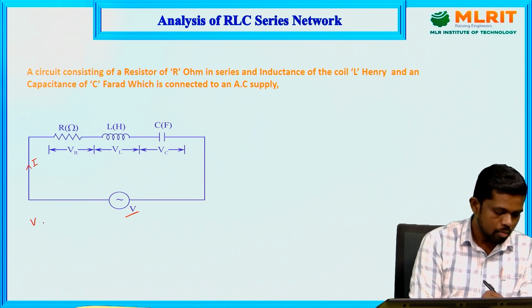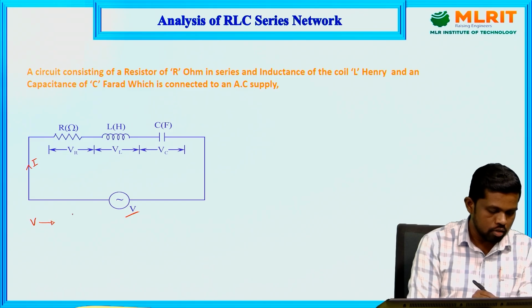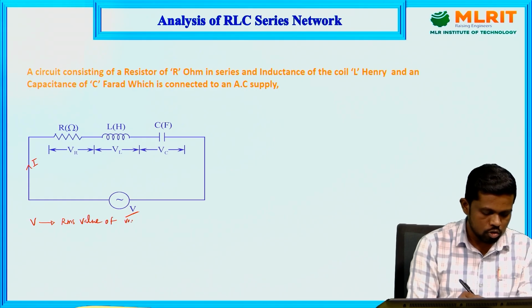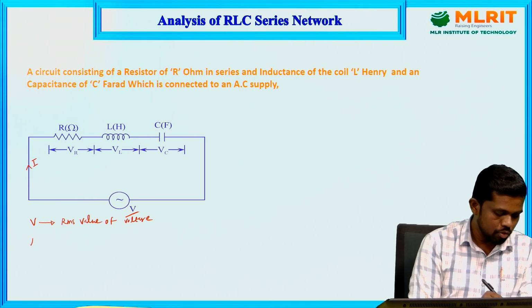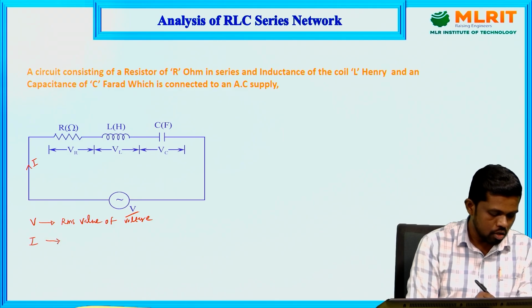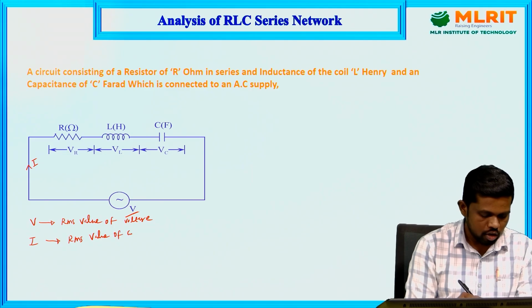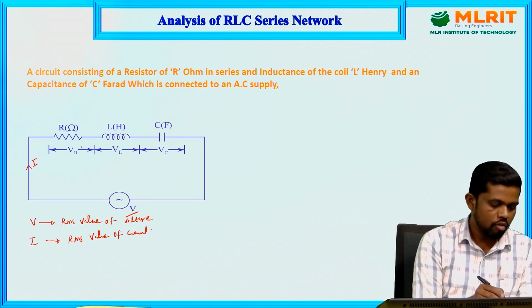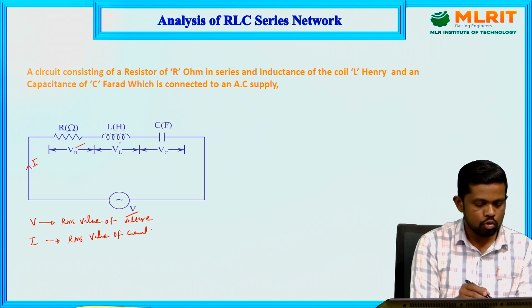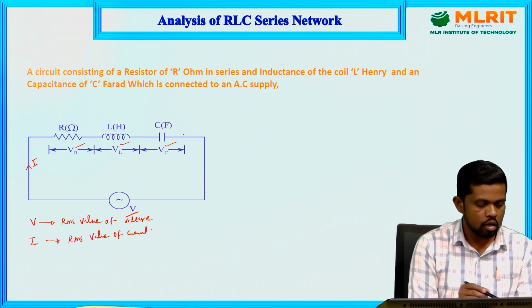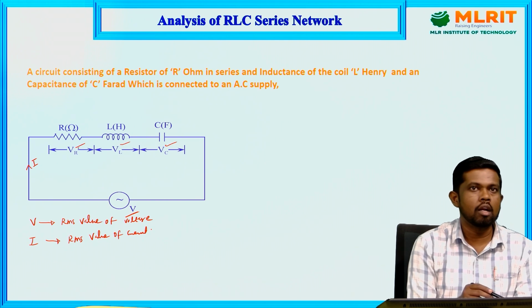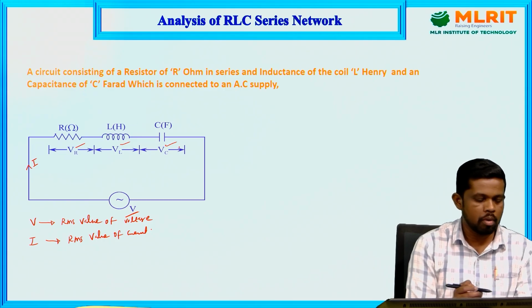Here let us apply the voltage to the RLC series network. That voltage is the RMS value of voltage, which drives the resultant RMS value of current, in terms of ampere. Here VR, VL and VC are vectors. VR is the voltage drop across the resistor, VL is the voltage drop across the inductor, and VC is the voltage drop across the capacitor.